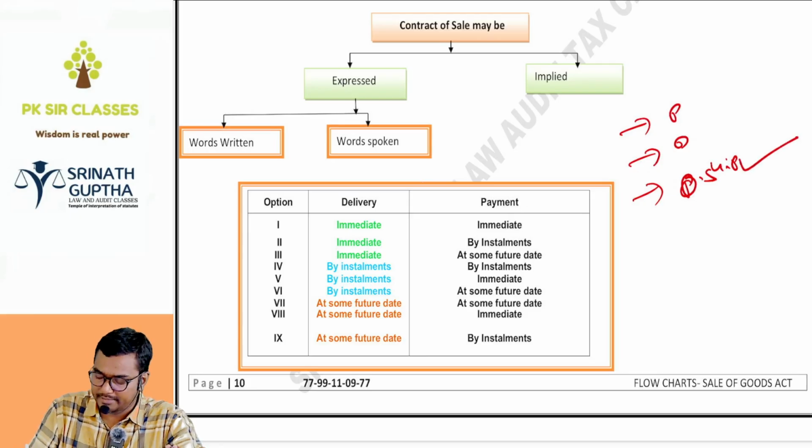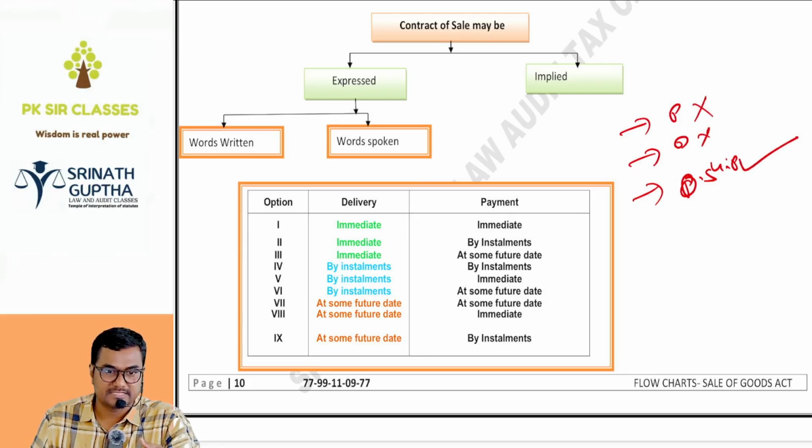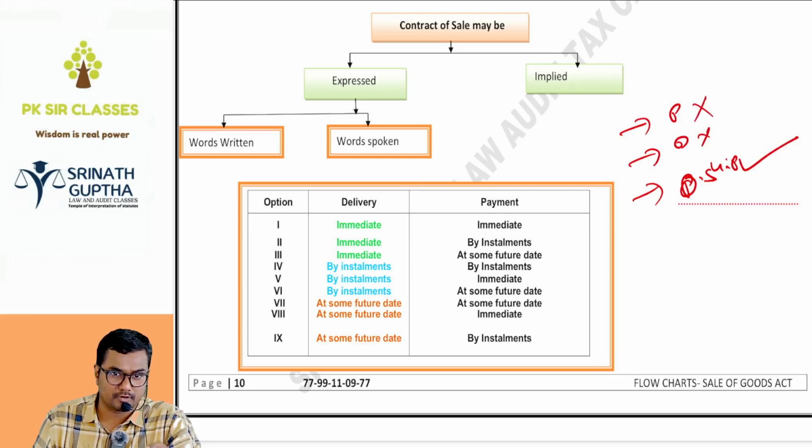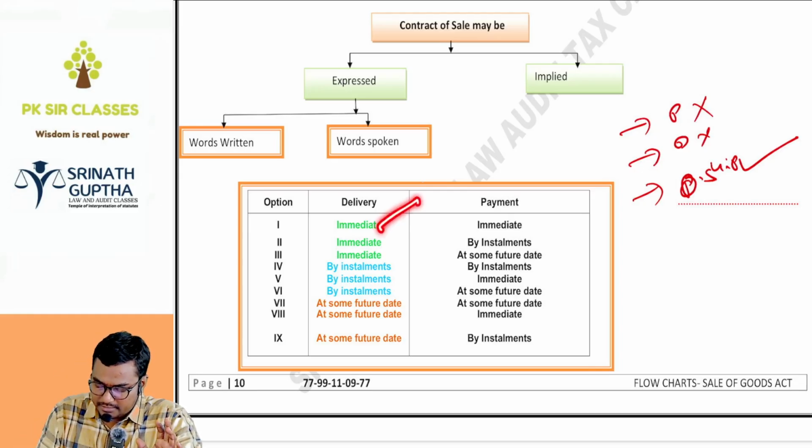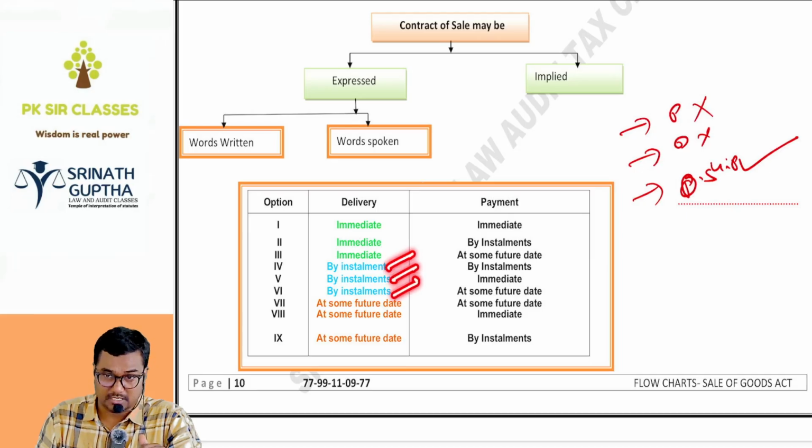Ownership is important. These two are secondary. Price may be postponed, delivery may be postponed. If ownership is transferred, it is a sale. So, delivery may be immediate, payment may be immediate. Delivery may be immediate, payment may be in installments, 5,000, 5,000, 5,000. And delivery may be immediate, payment may be in the future. Delivery may be in installments, 5 bags plus 5 bags. Payment may be immediate, in installments, or in the future.